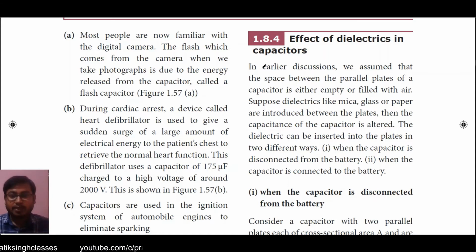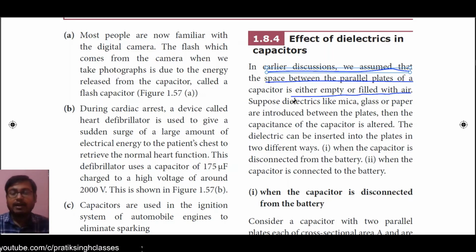Fine. In earlier discussions we have assumed that the space between the parallel plates of a capacitor is either empty or filled with air. Fine, and we already have seen that the energy stored in the capacitor is in the form of electrostatic potential energy. Suppose dielectrics like mica, glass or paper are introduced between the plates, then the capacitance of the capacitor is altered. Altered means it will change.